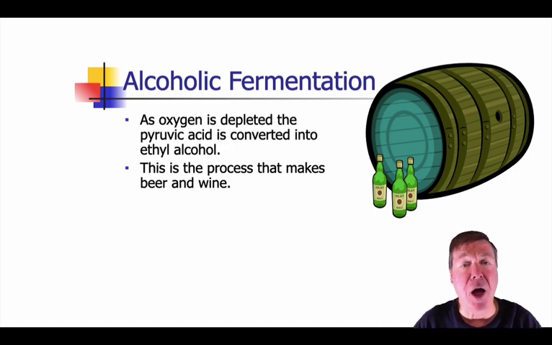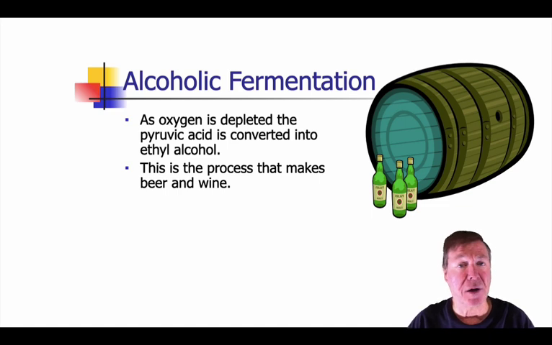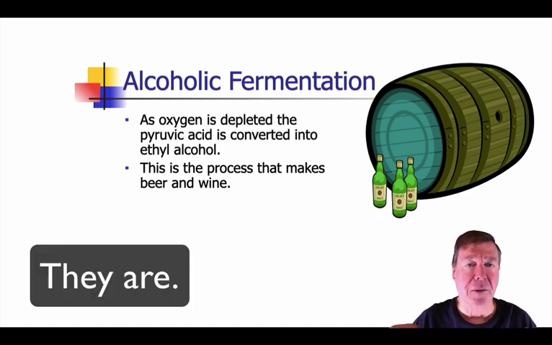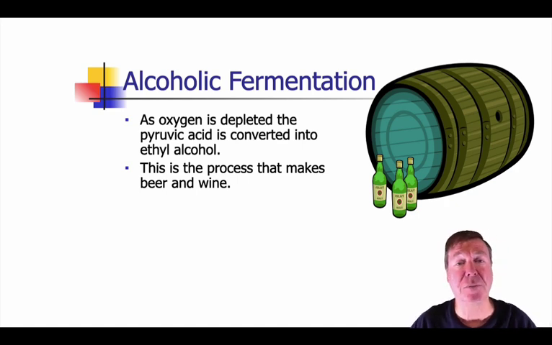Or we could do that with hops and barley. All right, the yeast would break down the sugars in hops, and hops are a type of flower, I think. And barley's a grain, and all of that can be broken down and can be used to produce glucose for the yeast, and the end result would be beer. Or if we do it with something like potatoes, you make vodka.